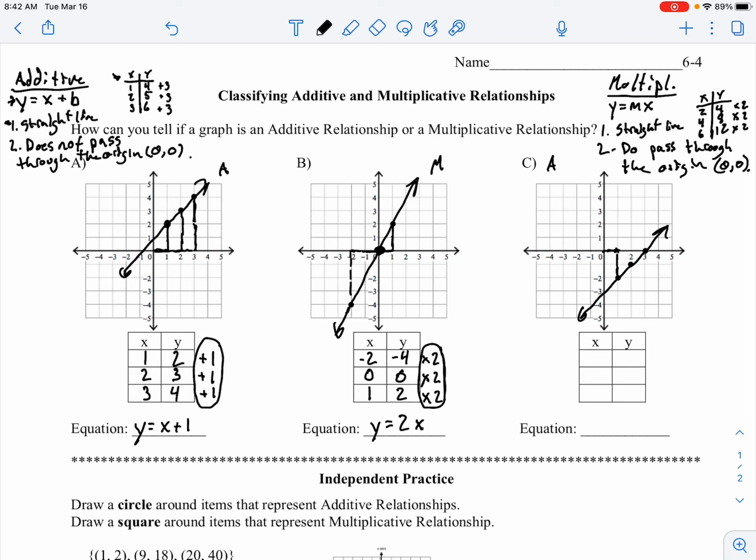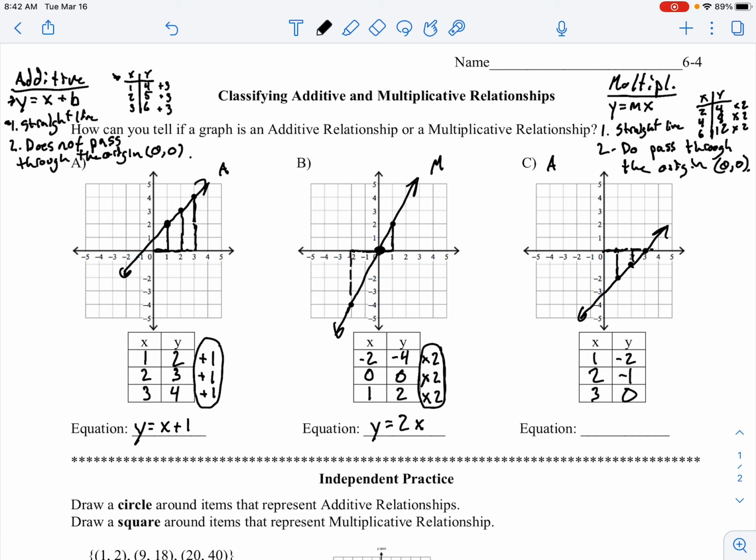Well, let's test our points. So we've got 1 to the right, down 2. So this will be 1, -2. Over 2, down 1. So 2, -1. And then over 3, and I went nowhere on that thing.